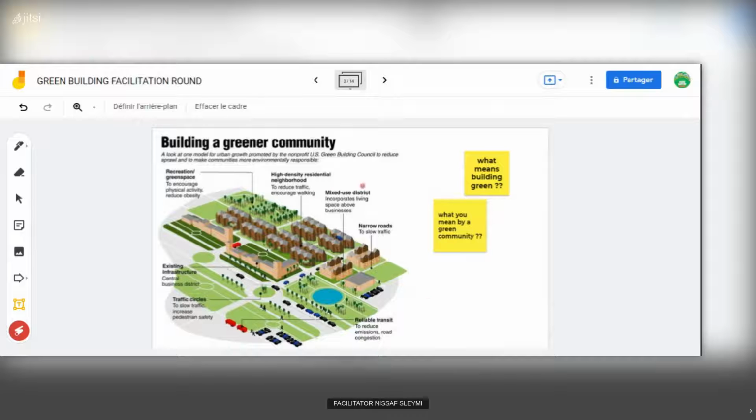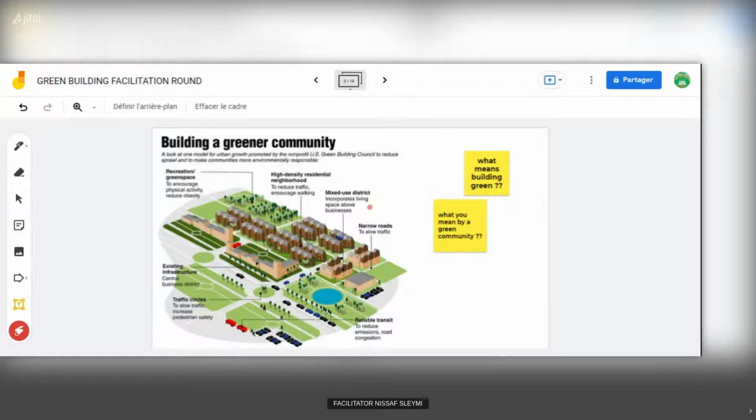So let's look more deeply at the components of this green community. We explained what a green community is, but let's see what its components are. We see the green spaces there to encourage physical activity, for the health and well-being of the people, the occupants. We see also the high density residential neighborhood, to reduce traffic and encourage walking.